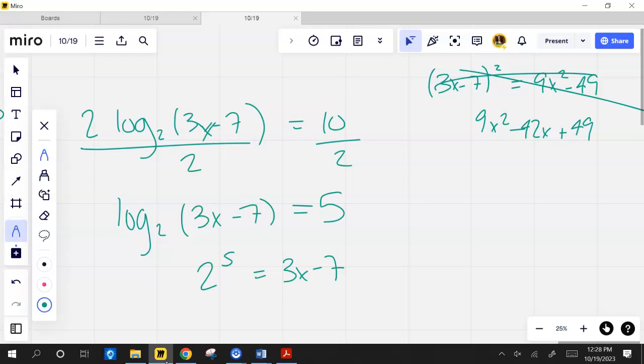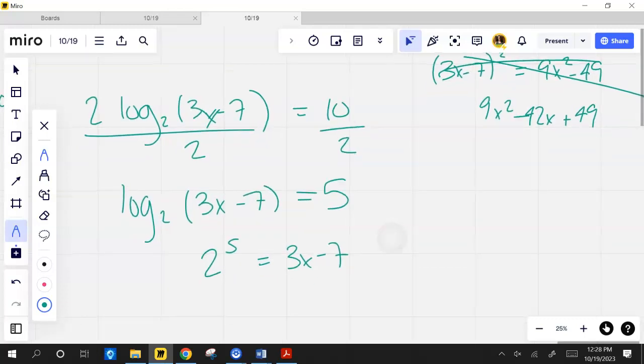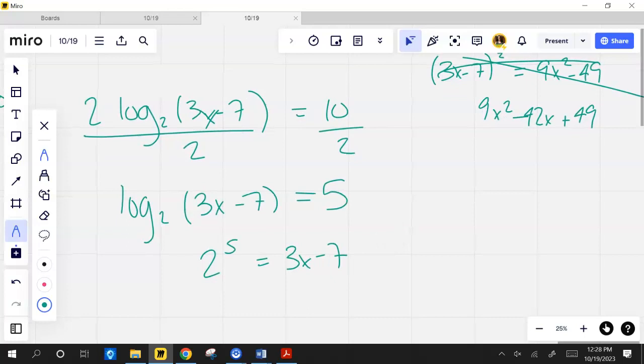It will, but you can't do 9x squared minus 49. You have to FOIL it out. Say it again. I would divide both sides by 2. You can. You can do it either way. This is just easier.